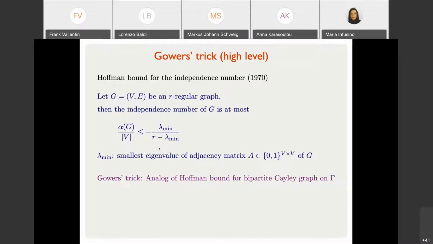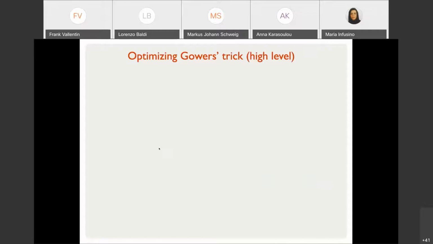And Gowers' trick is in a sense an analog of Hoffman's bound, but for a different object, namely, as we will see, bi-independent sets of bipartite Cayley graphs on Gamma. The goal of the entire talk is to show you that you can optimize Gowers' trick. My interpretation, or my hope, is that the Gowers trick can potentially be improved by using E and O from POEMA, efficiency and optimization.